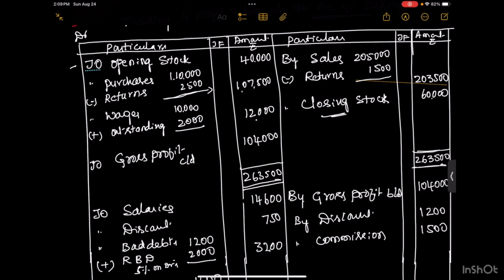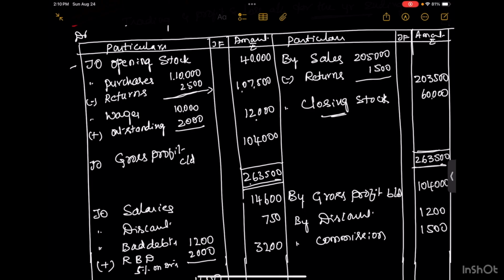So which side is greater? First we have to ascertain: 1,07,500, 40,000 and 12,000, but here it is 2,03,500 plus 60,000, it becomes 2,63,500. So I have taken both sides as 2,63,500. Out of this 2,63,500 total, the total of these three items on the debit side is to be subtracted, so that you will get a difference of 1,04,000.